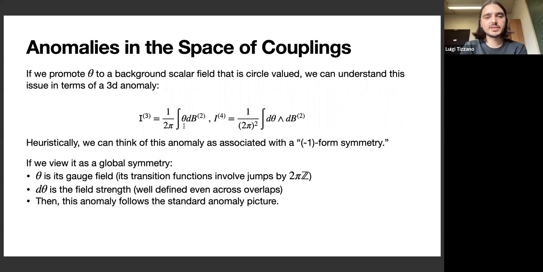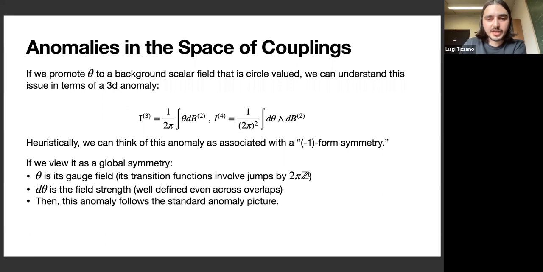And so that's the reason why the background field will be a scalar. If we view theta as a background for a global symmetry, we have to think about theta as this particular type of gauge field whose transition function will jump by 2 pi times an integer. However, d theta is a perfectly well-defined thing across overlaps, and we can think about d theta as its field strength. And so anything we know about the standard picture of anomaly inflow can be reproduced also in this case using d theta instead of ordinary gauge fields.